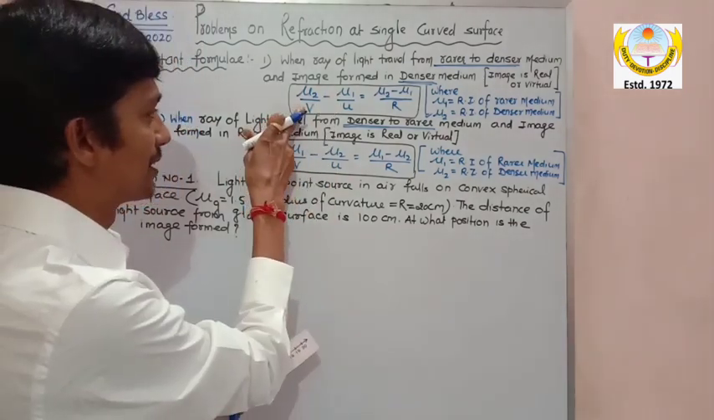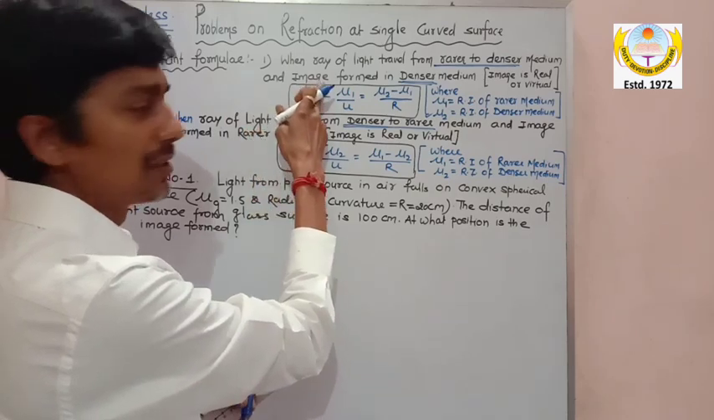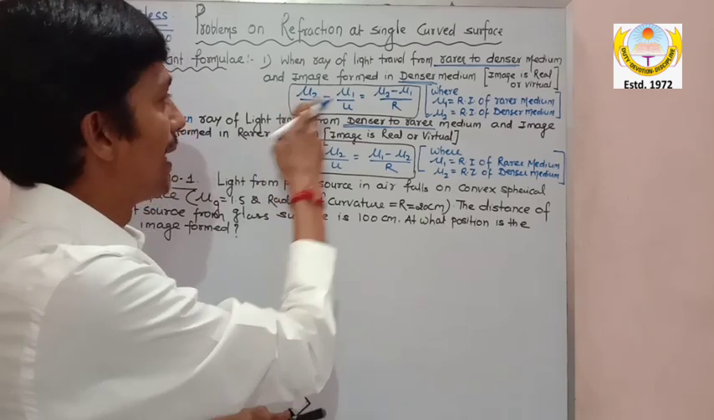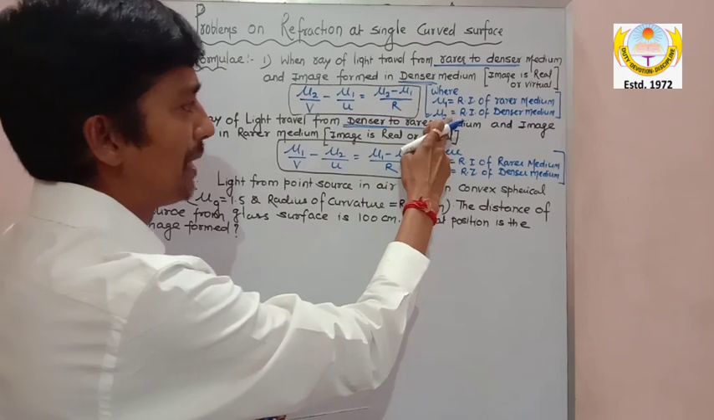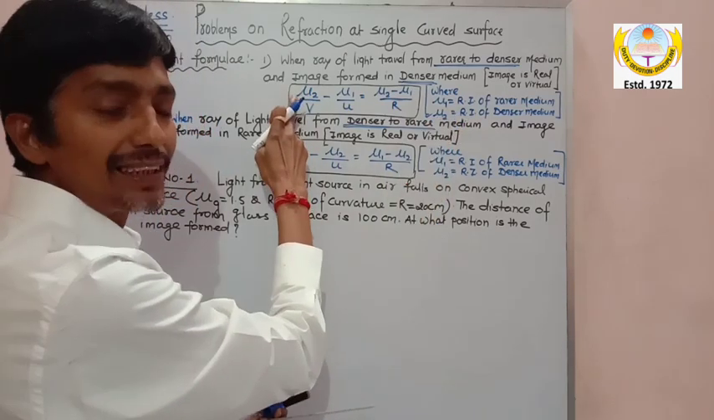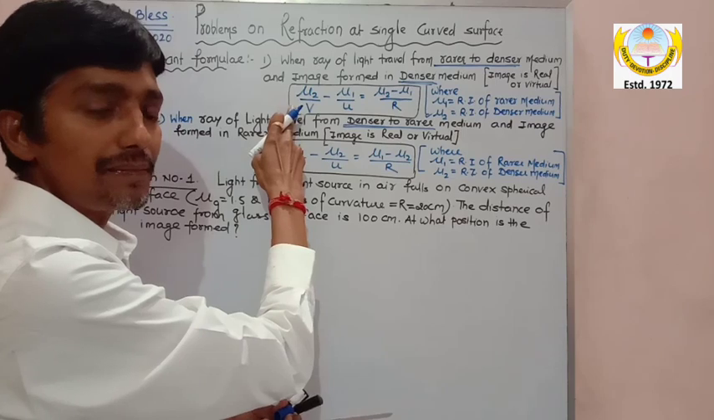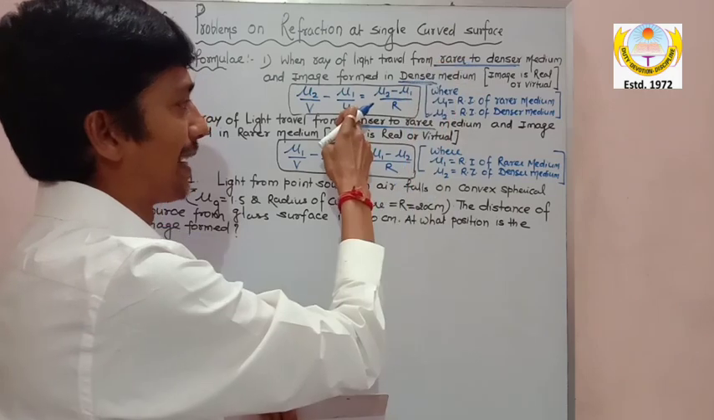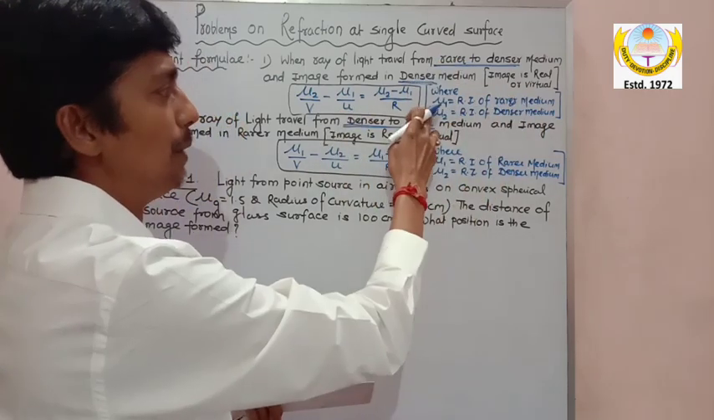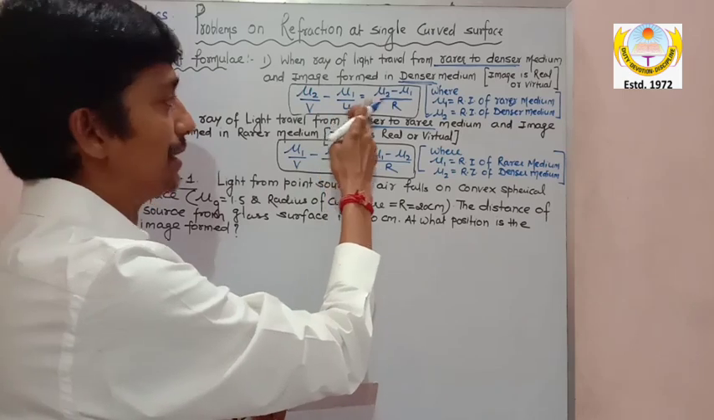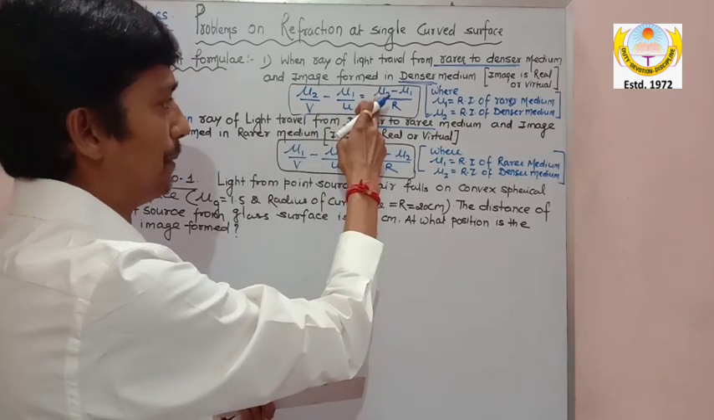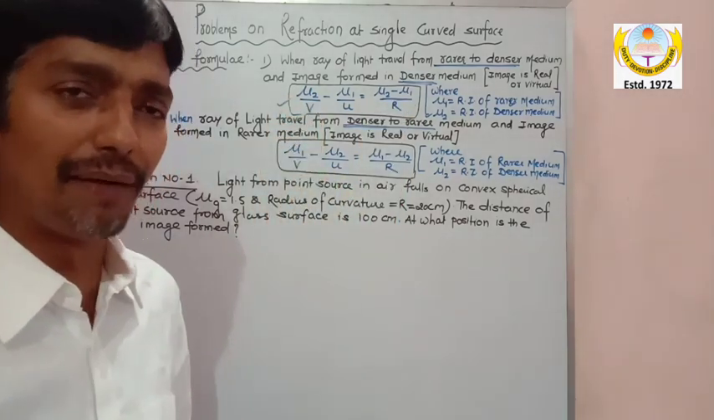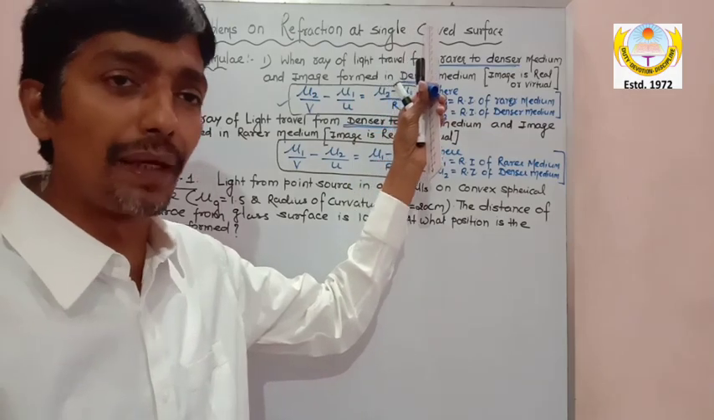What is the meaning of this? v is nothing but the image distance, and the image is formed in the denser medium, whose refractive index is mu2. So 100% the term will be mu2 divided by v. The object is in the rarer medium, because if the image is in the denser, the object will be in the rarer medium, and the rarer medium's refractive index is mu1. So it will be mu1 by u, equal to mu2 minus mu1 divided by r. This is very important, and I have given this logic in my video lectures also while discussing this topic theoretically.